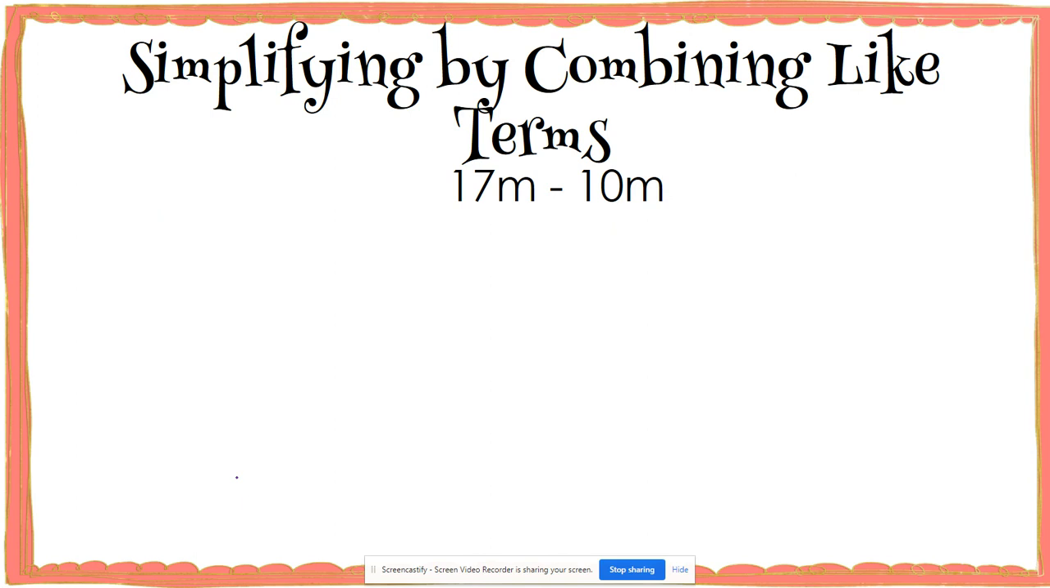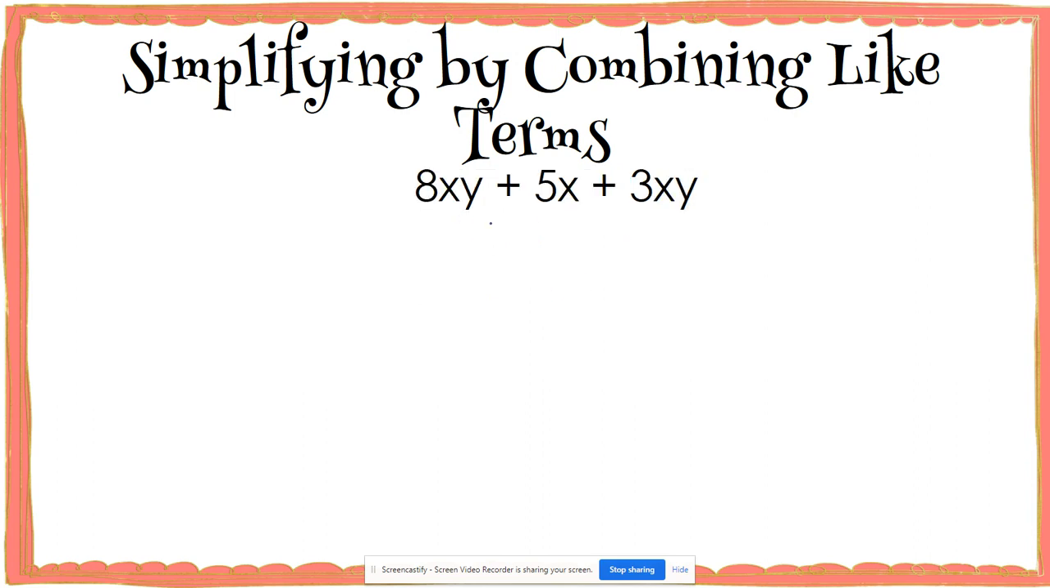So now that we know what like terms are, we can simplify expressions by combining like terms. So in this expression, I have 17m minus 10m. I notice that they are like terms because they both have the variable m, which means that all I have to do is combine their coefficients. So this would be like saying 17 minus 10. Well, 17 minus 10 would give me 7, but because it's 17 m's and I'm taking 10 m's away from that, I'm left with 7 m's.